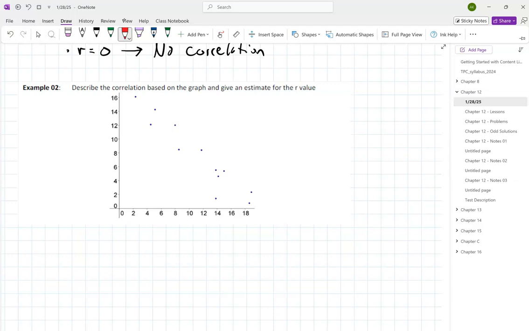So let's start. Is this correlation positive or negative? Negative. Why did you say that, Lucy? Because the data slopes downward. Everybody see that? Okay.